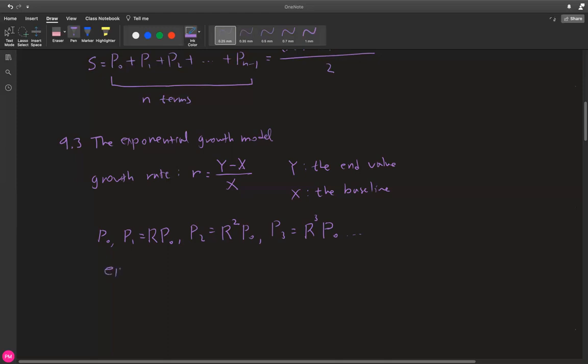The explicit formula is defined as P sub n equals R to the power of n multiplied by P0. So here, simply, to find the population after n generations, all you're doing is taking this and plugging the number n into this formula. That's all we're doing.